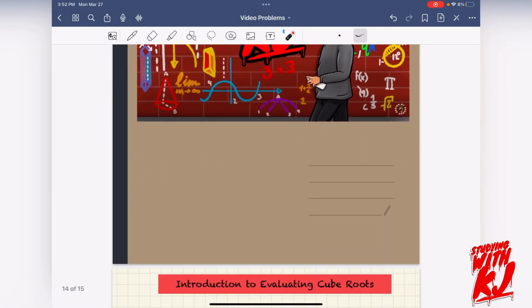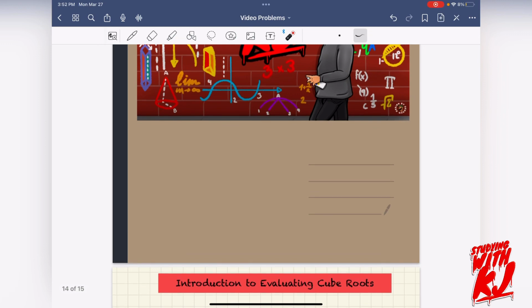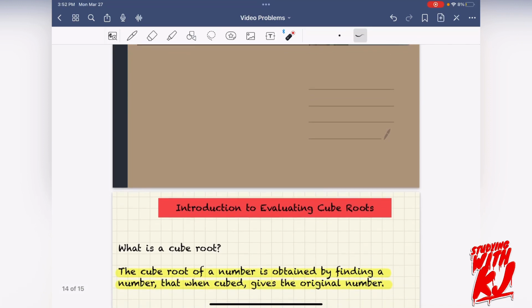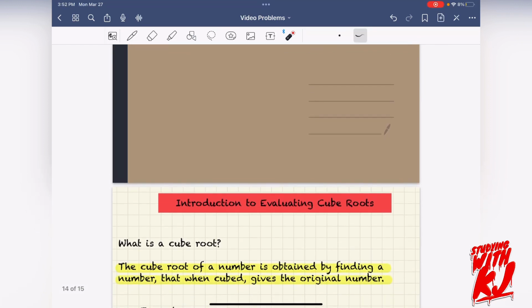Today, we'll be going over the introduction to evaluating cube roots. Now, before we get into solving some example problems, we must first understand the definition of a cube root, and I have that definition written below.